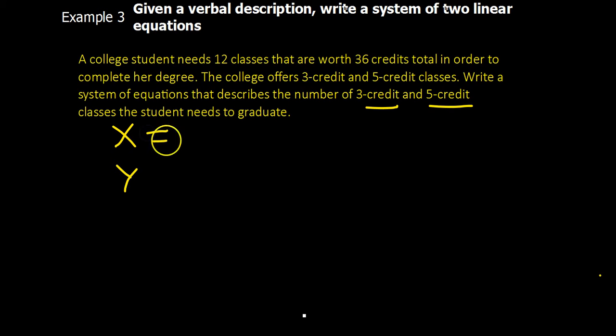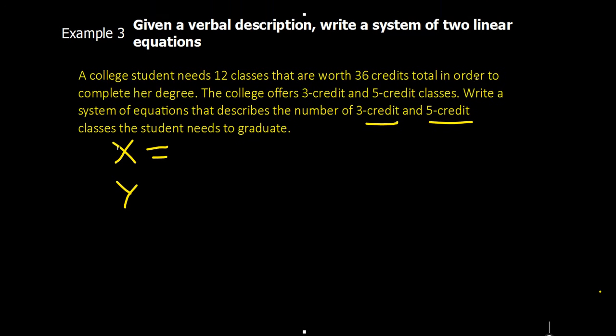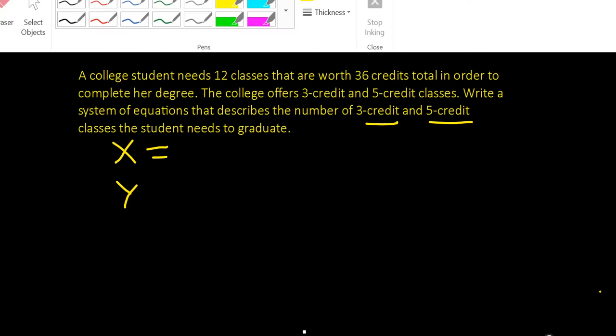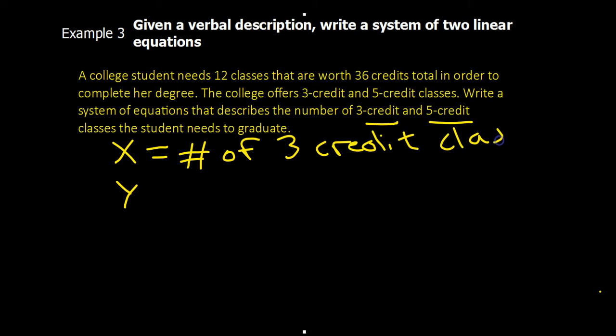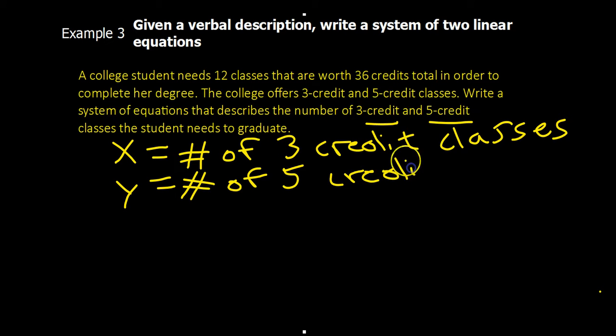I'm going to say X is the number of 3 credit classes, and I'm going to say that Y is the number of 5 credit classes.